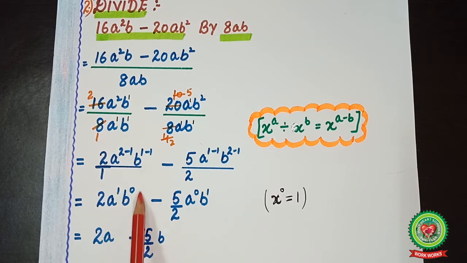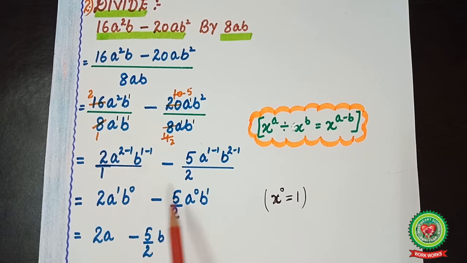If I'm not writing the power 1 here, it is okay. Now next is b raised to power 0. What does it mean? We have just discussed the exponent law. What is the law? Any variable whose power is 0, the result will be 1. So here b raised to power 0 means 1. If I'm not writing 1 here, that is okay. Next is minus 5 upon 2, a raised to power 0. Again, it will be 1, so we don't have any need to write it here. And b raised to power 1, so simply you can write b. So the answer is 2a minus 5 upon 2b. Right?